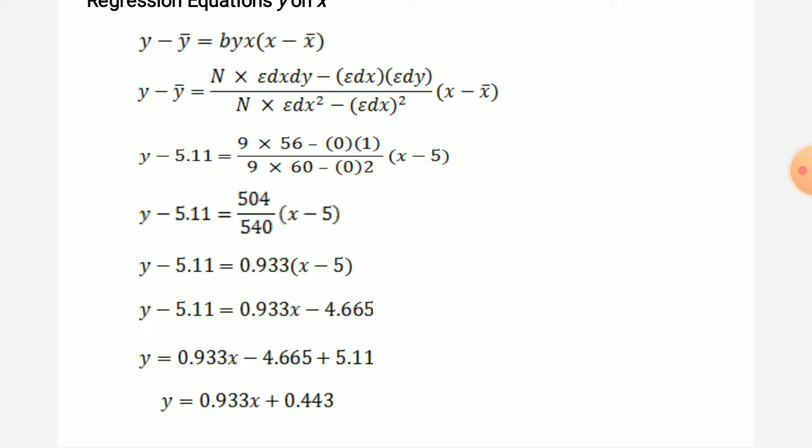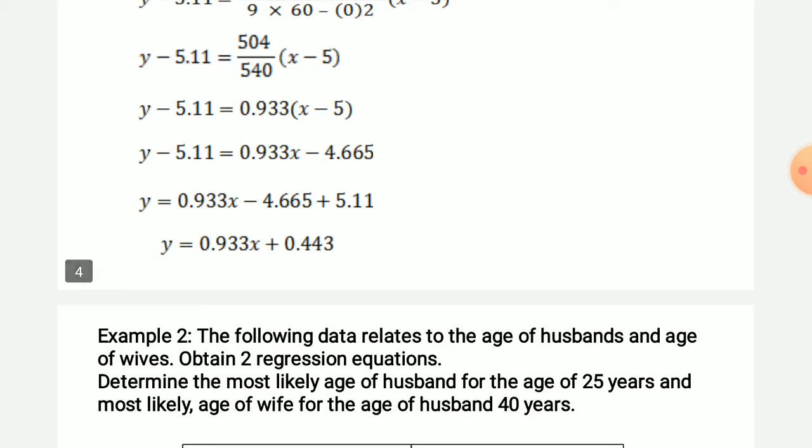Now y equals 0.933x minus 4.66 plus 5.11. The minus value will become plus value, because by transposing from the LHS to the RHS, that value will become plus 5.11. Now y equals 0.933x minus 4.665 plus 5.11, which means the difference will be plus 0.443. This is the regression equation y on x.